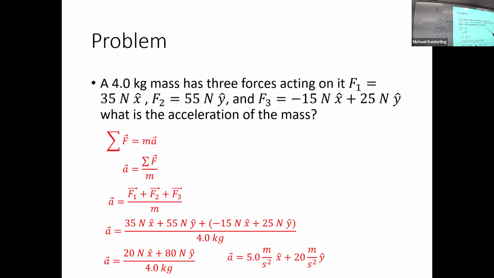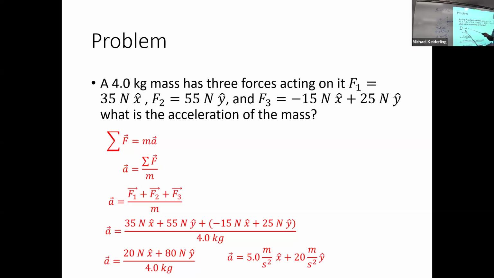A 4 kilogram mass has 3 forces on it. Force 1 is 35 newtons in the x direction. Force 2 is 55 newtons in the y direction. And force 3 is minus 15 newtons in the x direction and plus 25 newtons in the y direction. What is the acceleration of the mass?